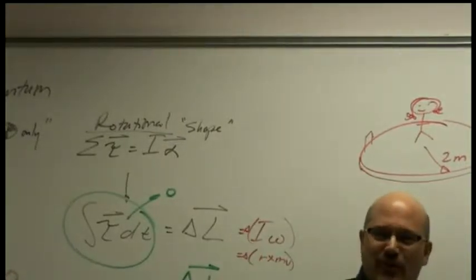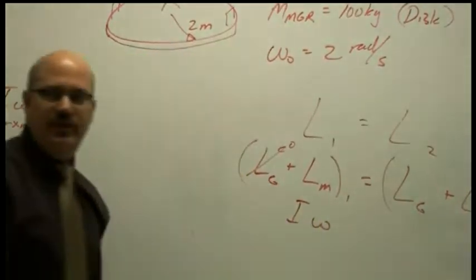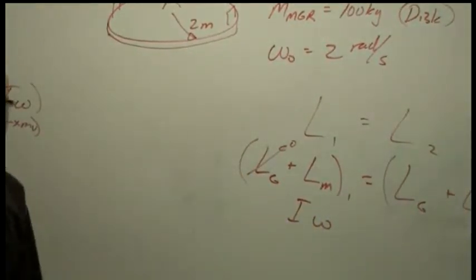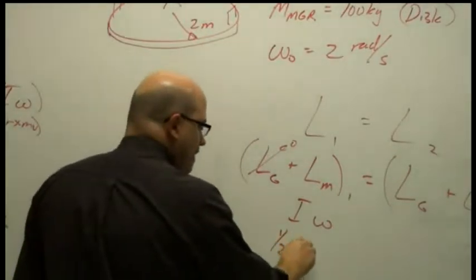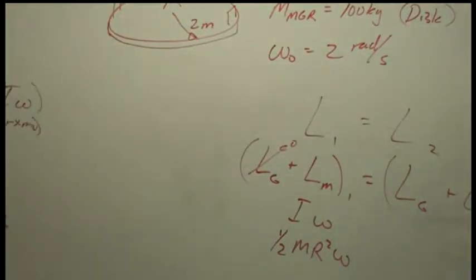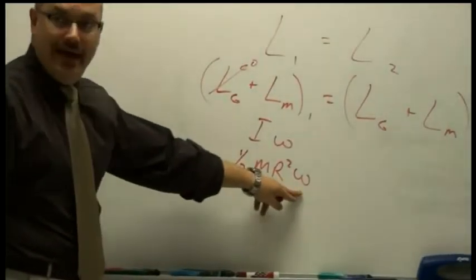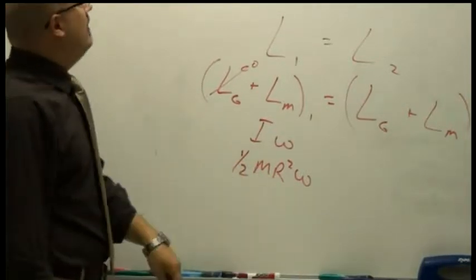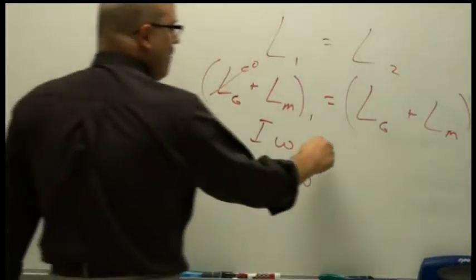All right, which one do we use for the merry-go-round? The first one, I omega, because it's a disk. So what do we put in for I? One half MR squared. So don't forget that. We're going way back. One half MR squared omega. So we know M, we know R, we know omega to start, so we're in good shape.